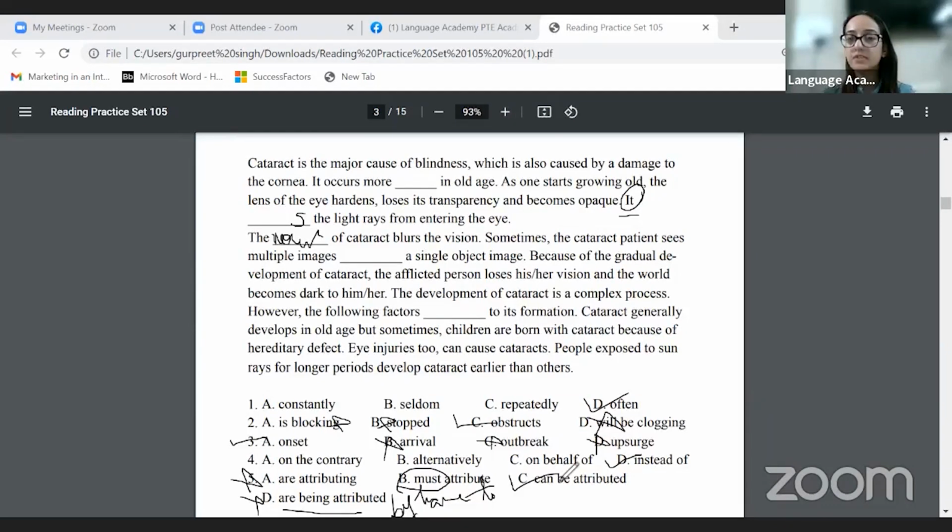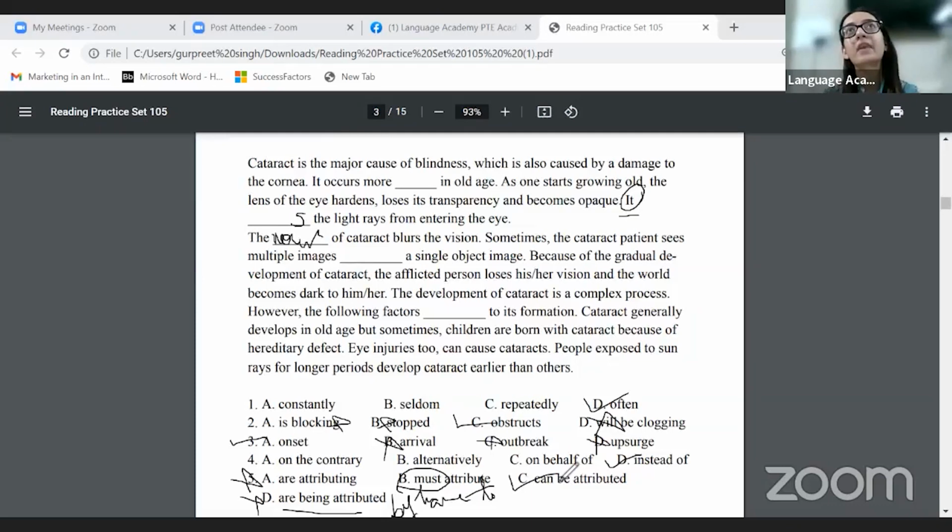Very well attempted. A lot of you have done it all correct. Very good. So these are the answers. Often means generally it happens in old age. And then the second one is a factual statement. Facts are given in simple present tense, so no past or future or continuous options. Arrival is not the word that we use for diseases.